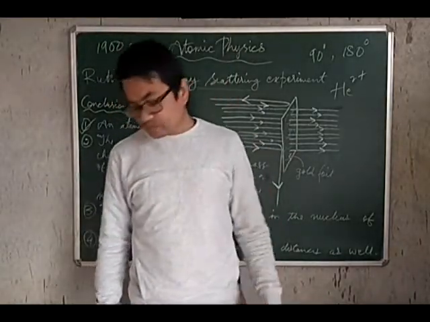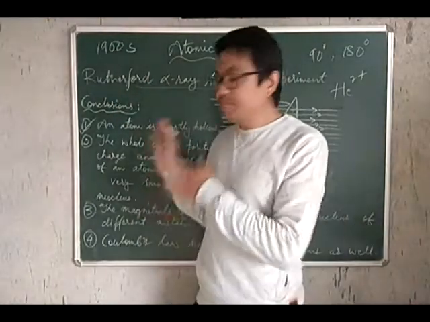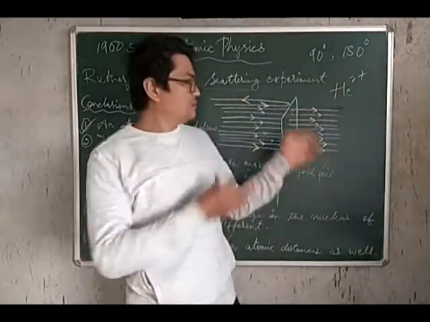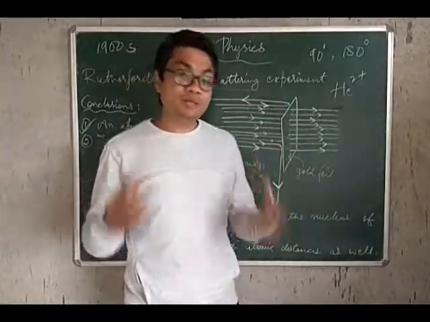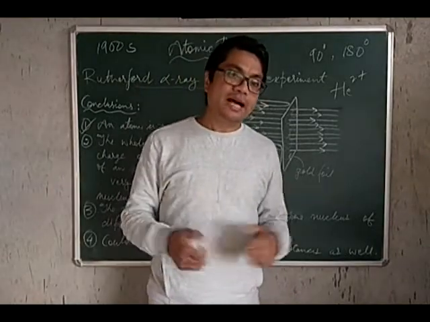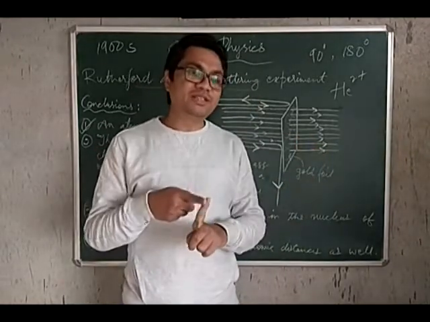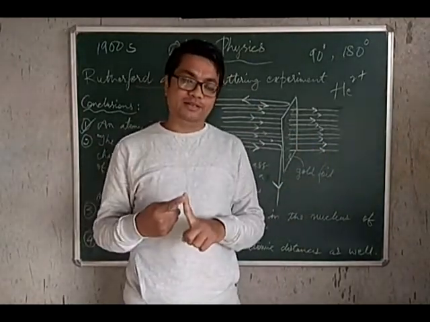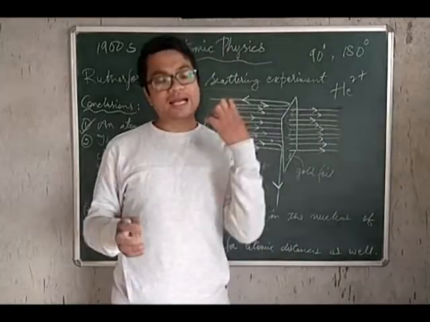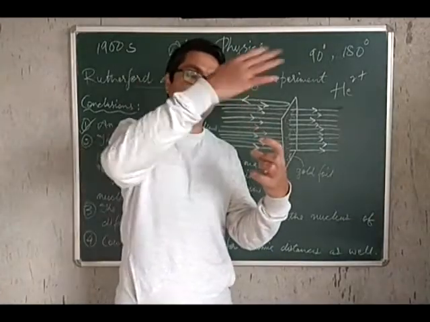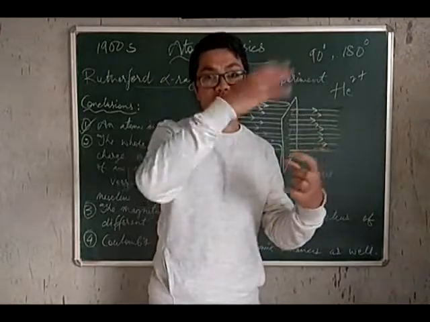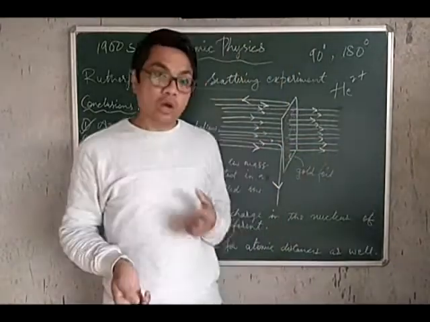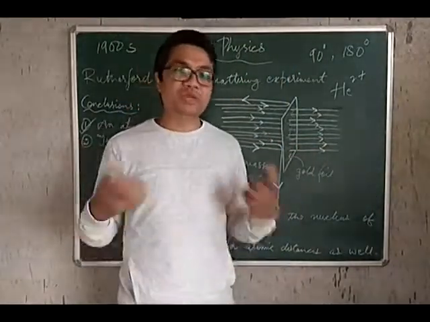Now, why was this experiment very important? Because at that point of time, people didn't know what the atom looked like. Today we know an atom has a nucleus with electrons surrounding it, in different orbits going around the nucleus, also the nucleus being made up of neutrons and protons.